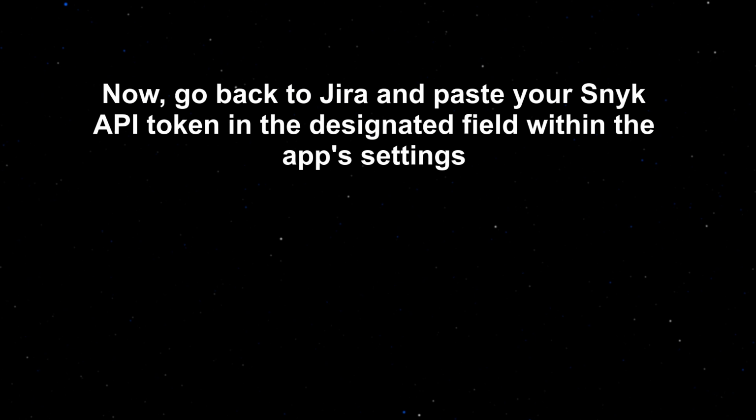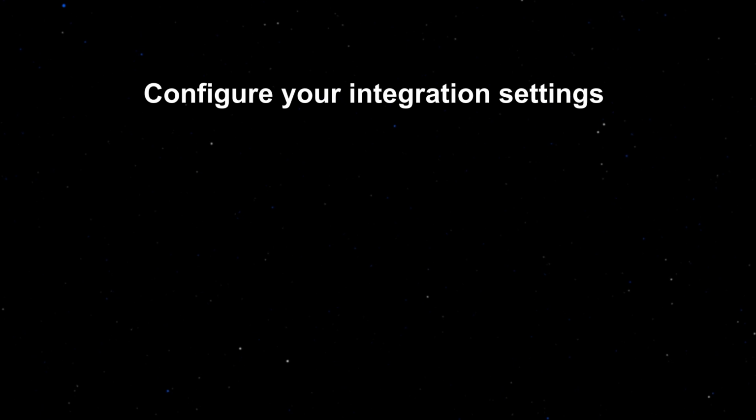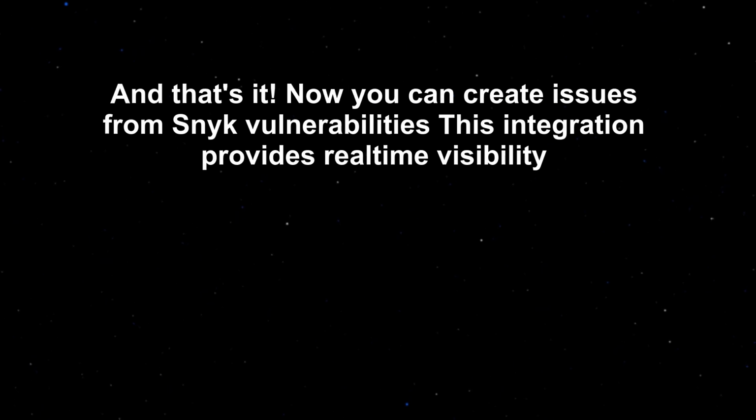Copy this token. Now, go back to Jira and paste your Snyk API token in the designated field within the app settings. Configure your integration settings. And that's it. Now you can create issues from Snyk vulnerabilities.